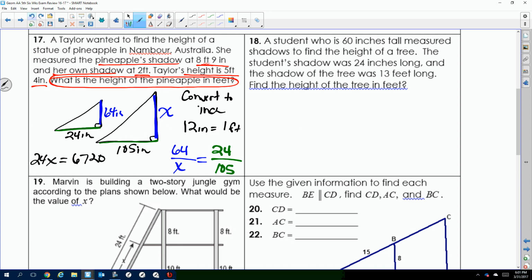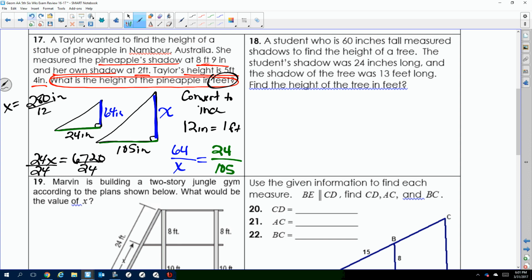And then we divide by 24 to solve for x. And x ends up becoming 280 inches, okay? This is the height in feet. They want to know the height in feet. So now I have to divide that by 12 again, because it takes 12 inches to make a foot.